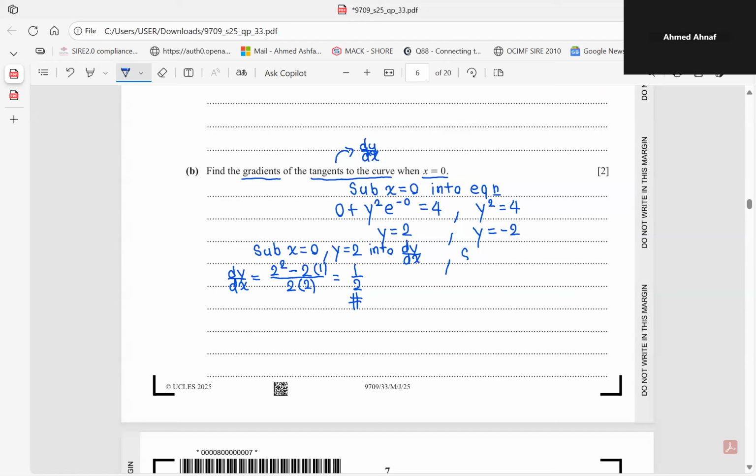Now let's substitute our second pair. So we're going to sub x equals 0 and y equals -2 into dy/dx.